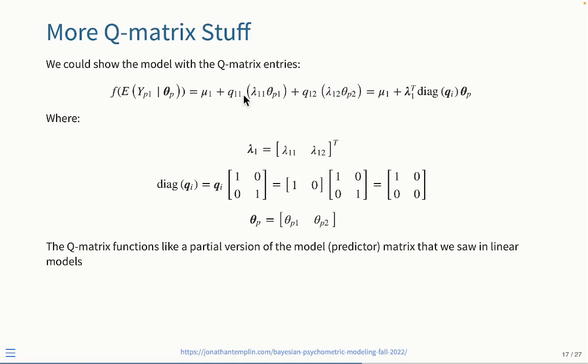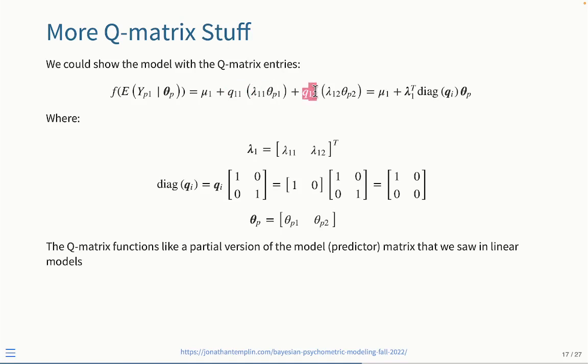Now the Q matrix, we can take the elements of the Q matrix, Q11 being the first element and Q12 being the second element of that row for the first item. And we can put this in here. And because the Q matrix entries are either 1 or 0, they serve the function of allowing each term in parentheses to exist or not exist for the item itself. So in our item, we said Q11 was 1. So when this becomes 1, we are left with lambda 11 times theta P1 in our measurement model for the item.